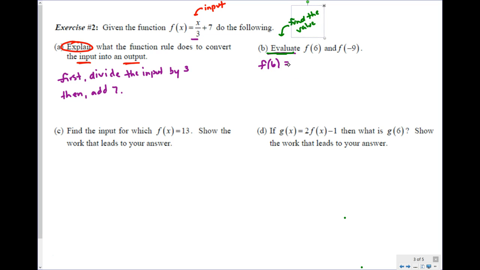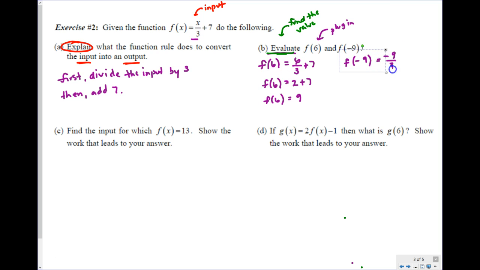equals, well, instead of saying x over 3, I'm going to say 6 over 3. I'm plugging in the 6 where x is. It's my input. I'm going to simplify. 6 divided by 3 is 2. Carry down the 7. And then f of 6 is going to be 2 plus 7, which is 9. That's f of 6. Now let's do f of negative 9. Same thing I did for f of 6, I'm just going to plug in negative 9.